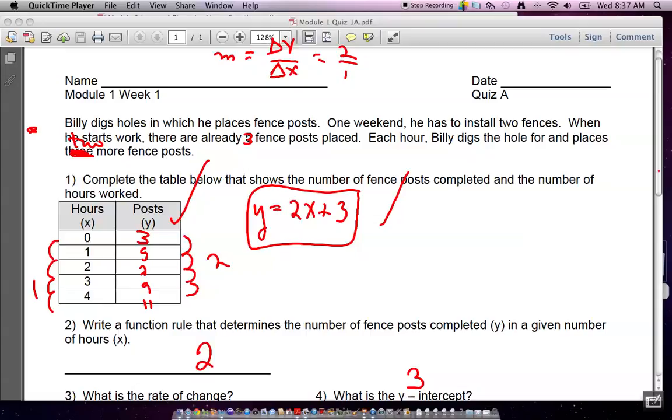Okay? Now, I also want to go a step further and look at it in terms of y equals mx plus b. What does m stand for, everybody? Slope, which means rate of change. And what does b stand for? Y-intercept. So therefore, the rate of change is 2 and the y-intercept is 3. Now, some people put the following for the y-intercept. That's not right.